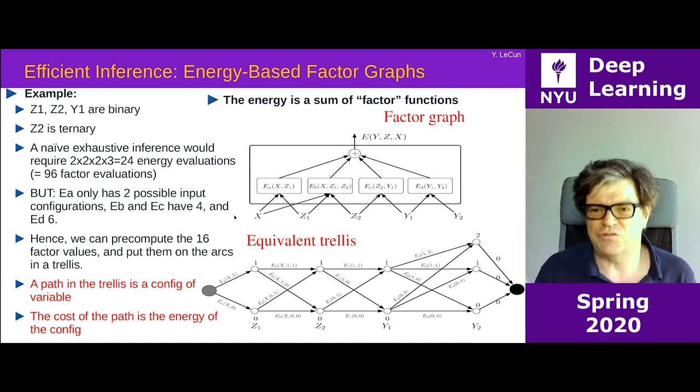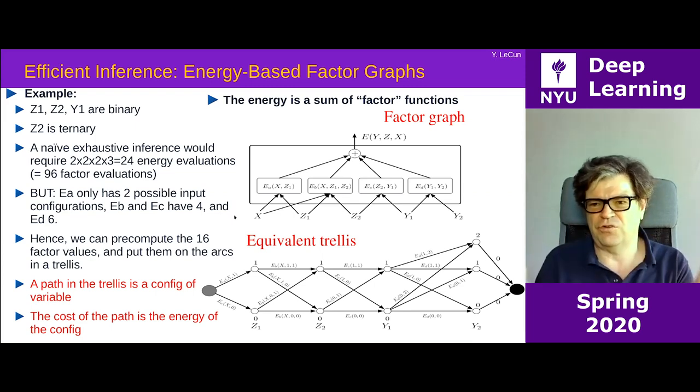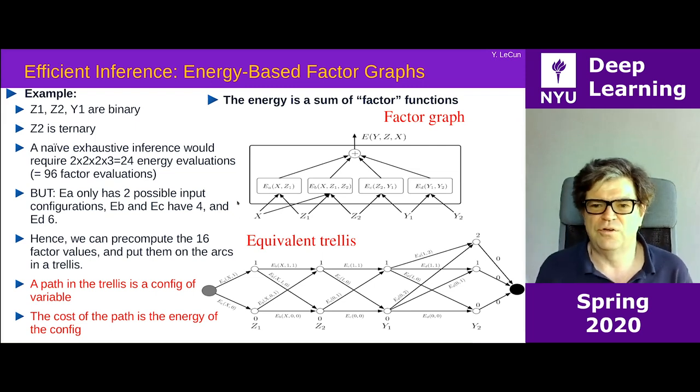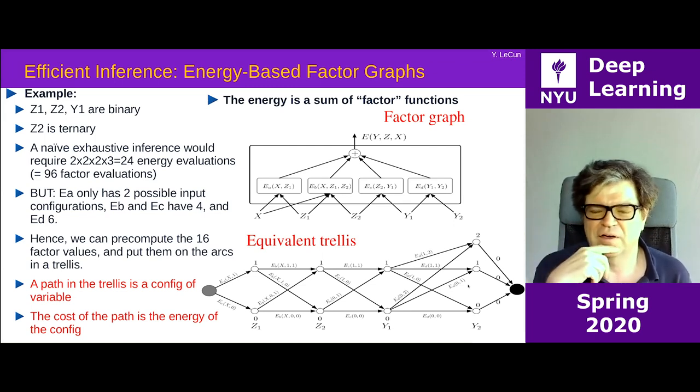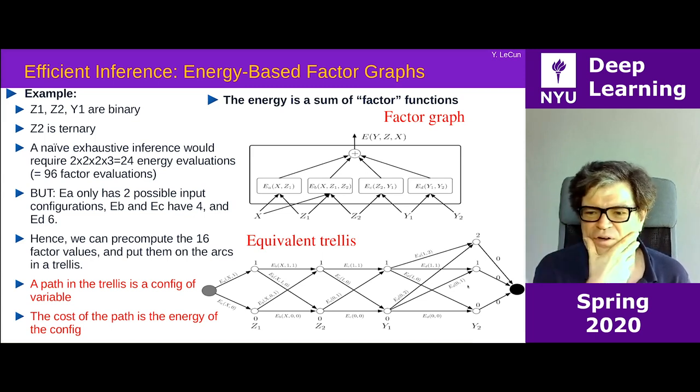And that's because the energy is a sum of terms, and you can use those efficient algorithms to do the inference. So this is a simple case where the output is a sequence. And when the output is a sequence, there is a simple algorithm, and it's basically shortest path in a graph, right? In a trellis. So that's just dynamic programming. It's very simple, it's efficient, it's nice.